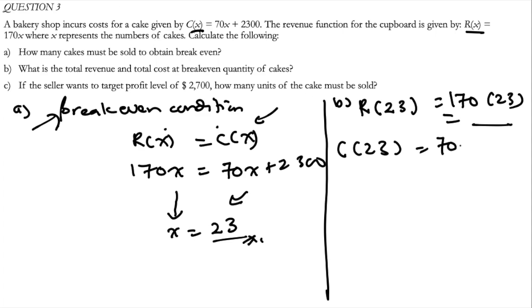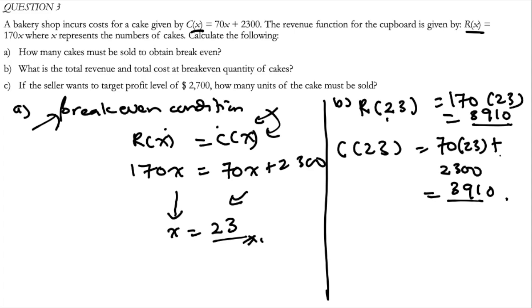So x here, put 23 instead and plus 2300. Okay, what is the answer? Because this question is about break-even, so you should expect the answer for revenue must be the same as the answer for cost, isn't it? Because this is the condition. So in this case, you should get 3910. So that's for B.